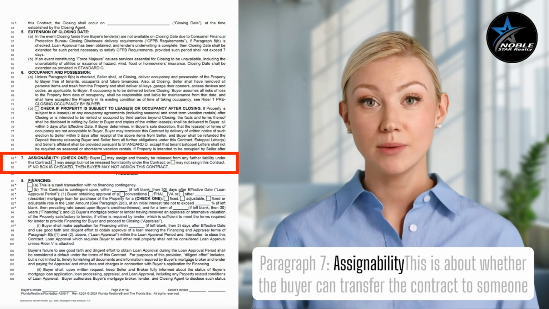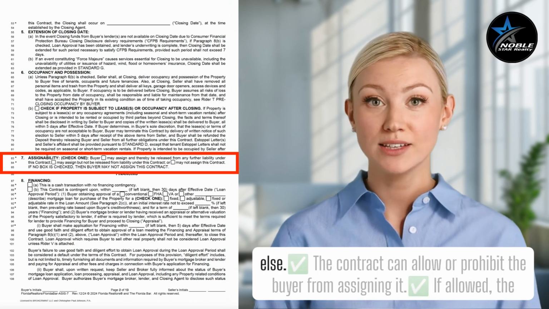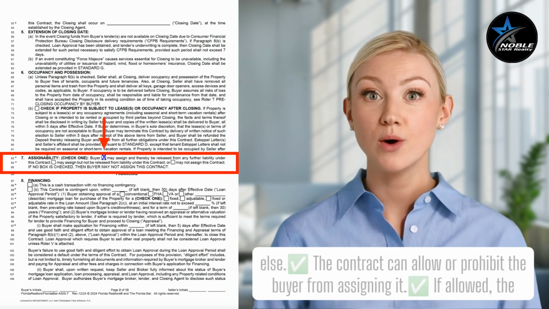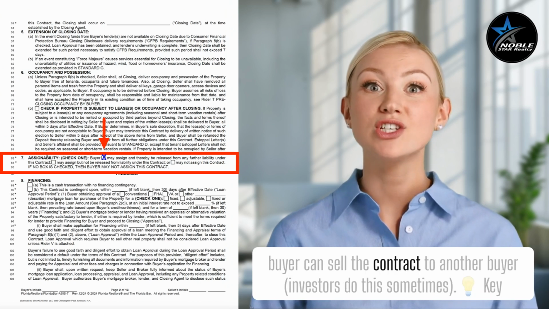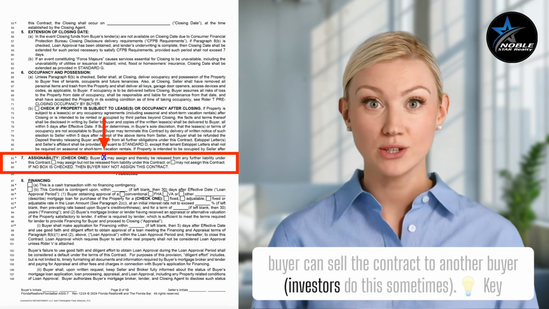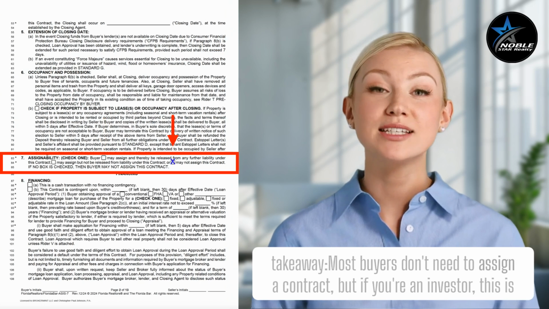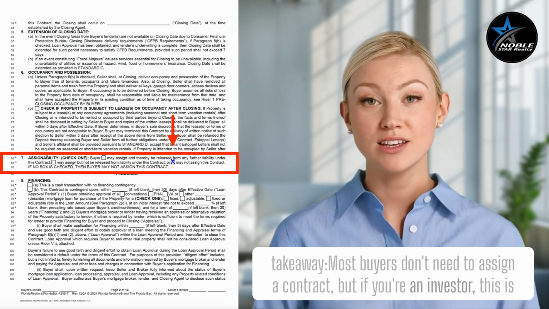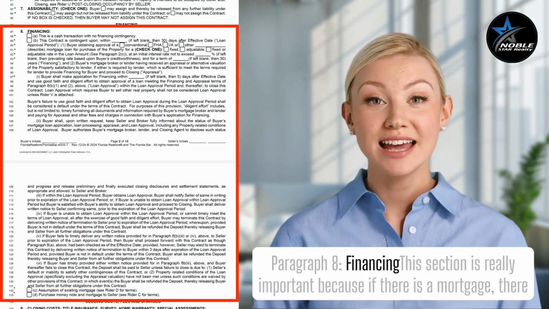Paragraph 7, Assignability. This is about whether the buyer can transfer the contract to someone else. The contract can allow or prohibit the buyer from assigning it. If allowed, the buyer can sell the contract to another buyer. Investors do this sometimes. Key takeaway: most buyers don't need to assign a contract, but if you're an investor, this is important.